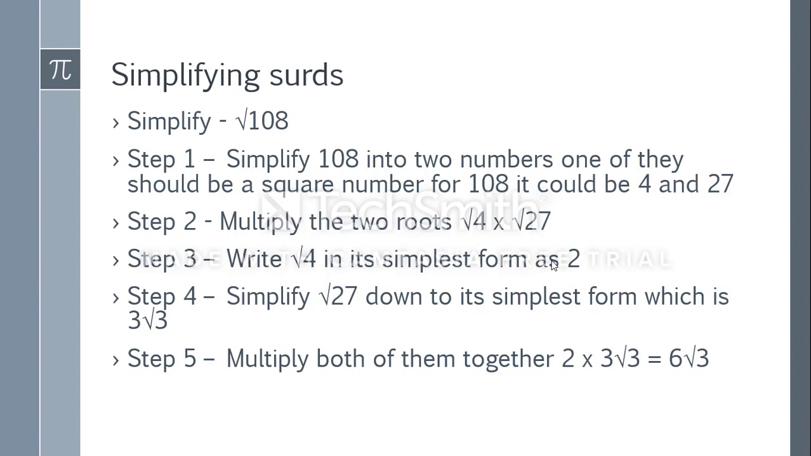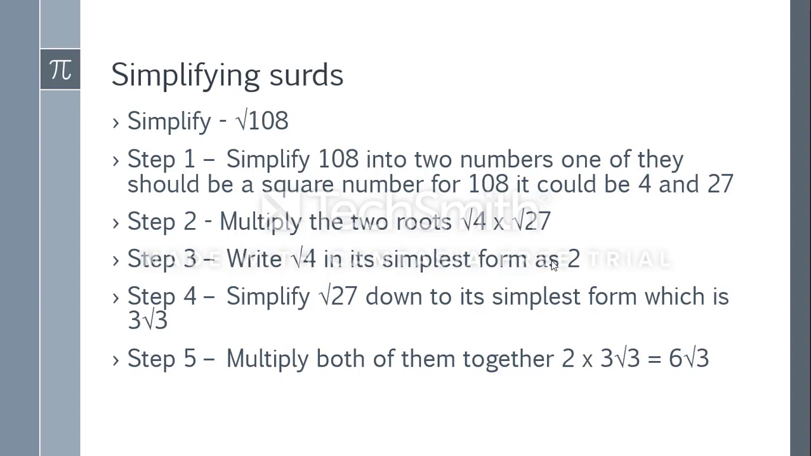So the question I've chosen to simplify is root 108. So step 1, split 108 into two numbers. One of them should be a square number. For 108, it could be 4 and 27. Step 2, multiply the two roots: root 4 times root 27.